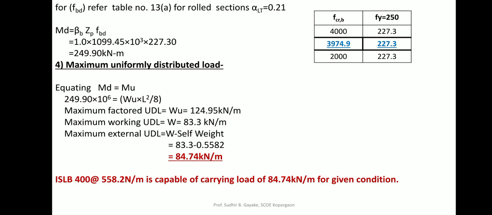So in this particular type of numerical, based on the given cross section and span of the beam, we have calculated the design bending strength, and that design bending strength was equated with the maximum bending moment capacity for calculating the uniformly distributed load, the factored loading as well as your service loading. So here the numerical is completed. This numerical was related to analysis of laterally unsupported beams.